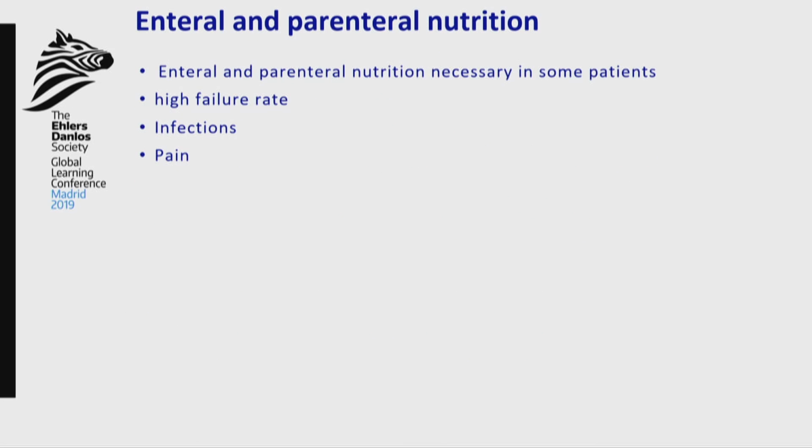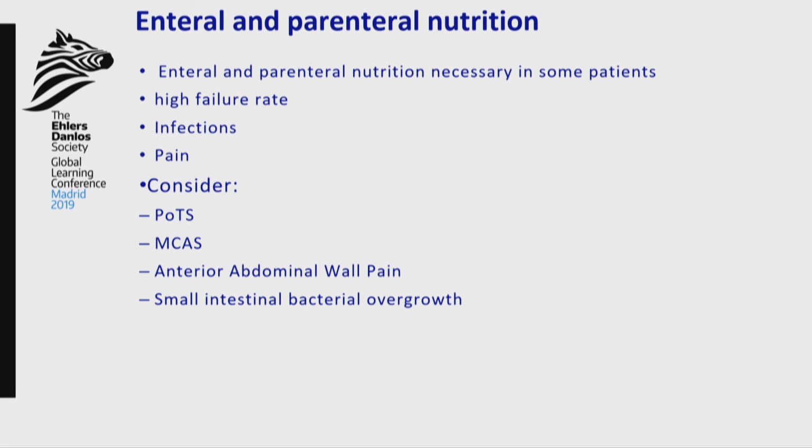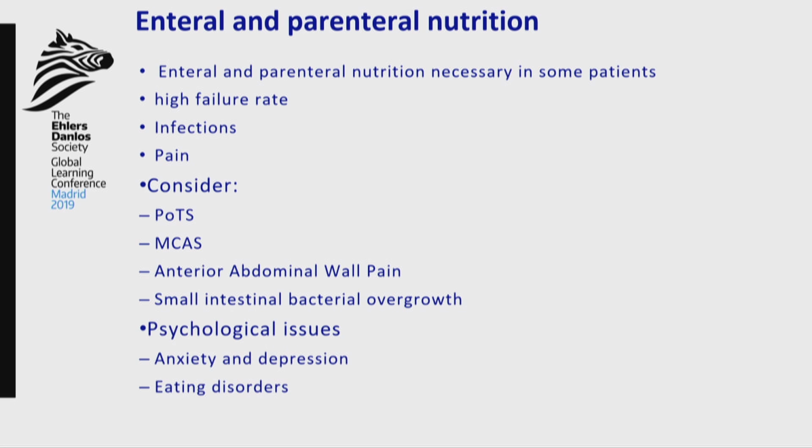That can help. Enteral and parenteral feeding, directly into the gut and into the venous system, what's called TPN, is required in a very, very small percentage of patients, but the failure rate is high due to infections, pain, etc. at the site and so on. And we need to consider how we can improve these patients before they get to that stage and look at whether they may have POTS or mast cell or abdominal wall pain or bacterial overgrowth. And sometimes you can rescue patients by looking at those.